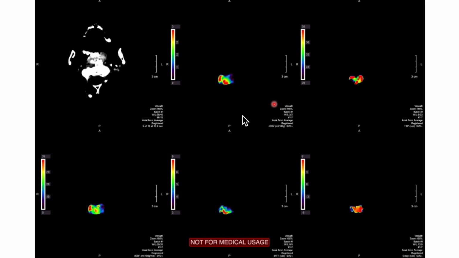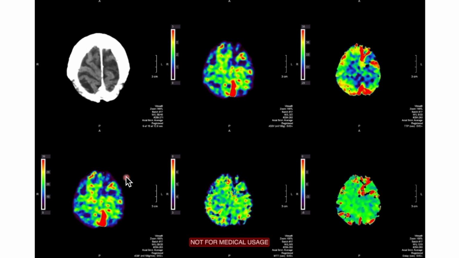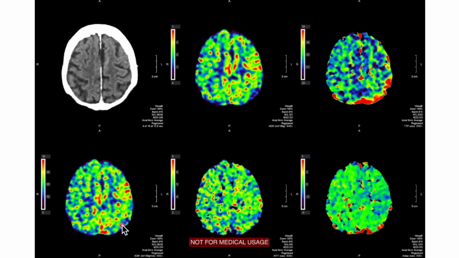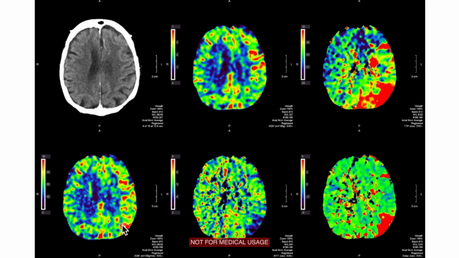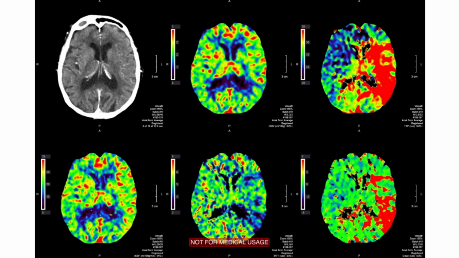On the other hand, if there was a defect seen in this area as well as seen here, this would have meant a matched defect between the TTP and the cerebral blood flow, and that would have meant a core. That would have been infarct, and that brain area could not be salvaged.